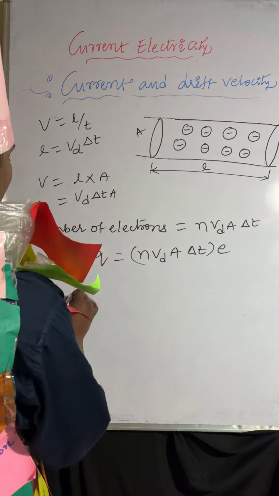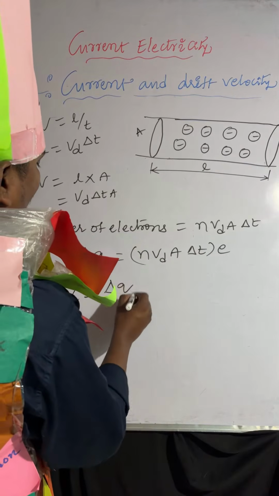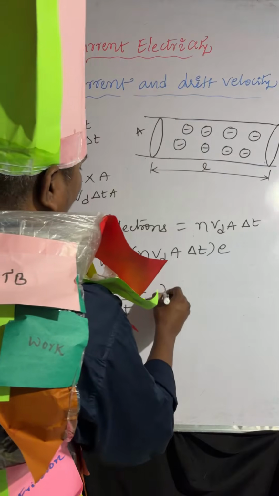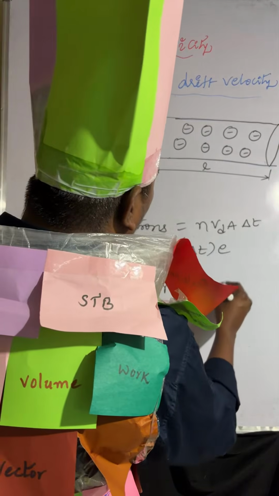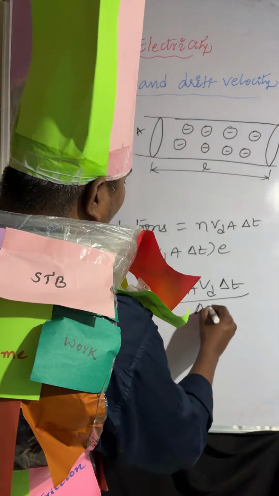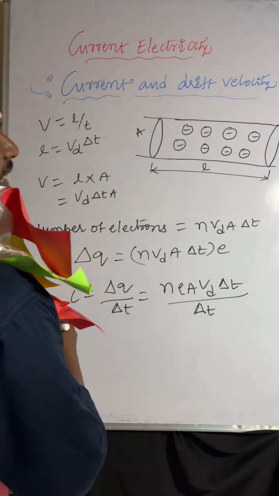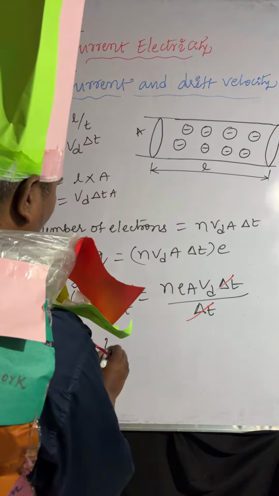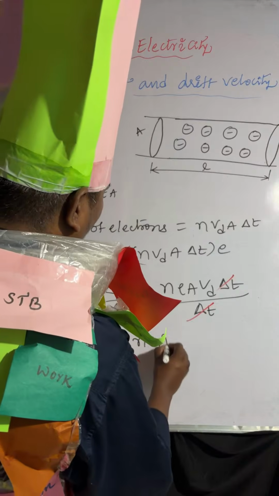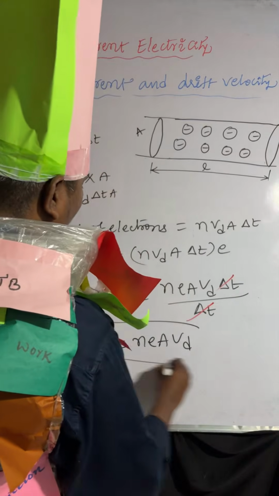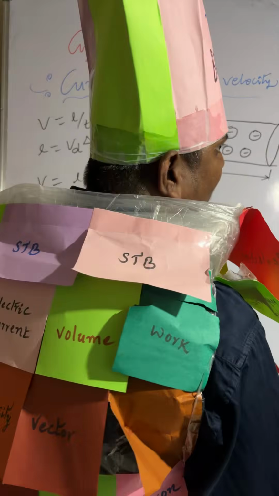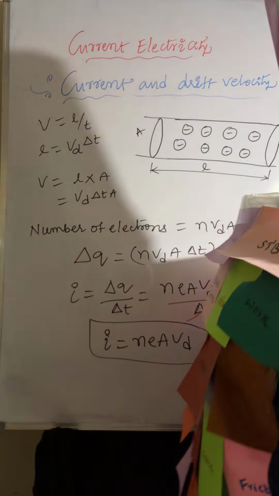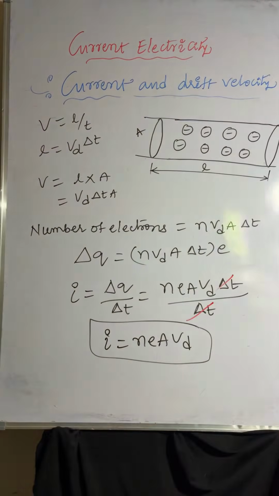Now current equal to delta Q by delta T, then N e A V_d delta T by delta T, then delta T gets cancelled. Yes or no? Then current I equal to N e A V_d. So this is the relation between current and drift velocity.